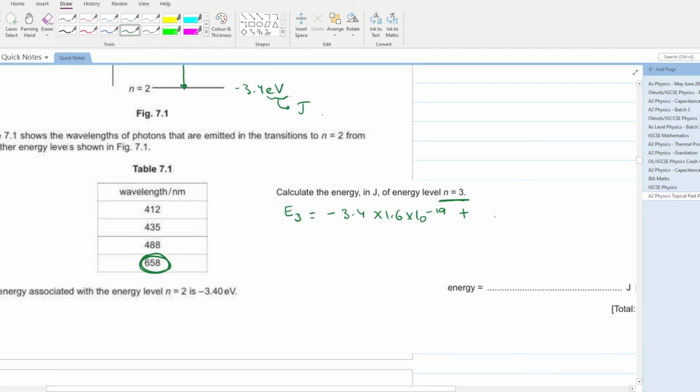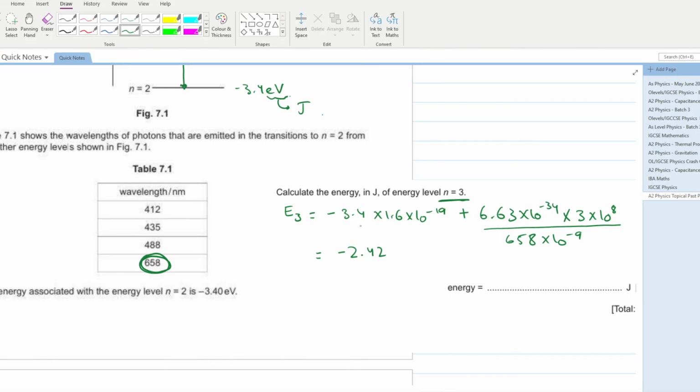So your energy will be equal to 6.63 into 10 raised to the power of minus 34. Your c will be the speed of light divided by lambda, that is equal to what? 658 into 10 raised to the power of minus 9. Your energy comes out to be minus 2.42. One second, just give me a minute. I have made one error in the calculation, so let me correct it.